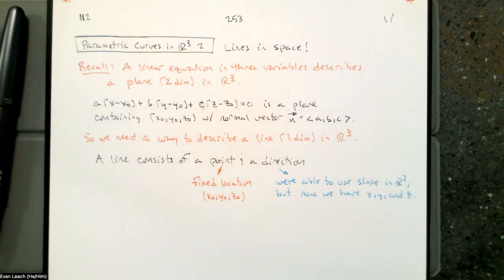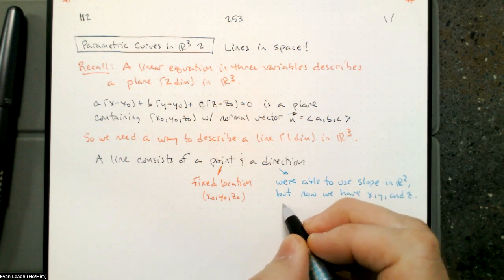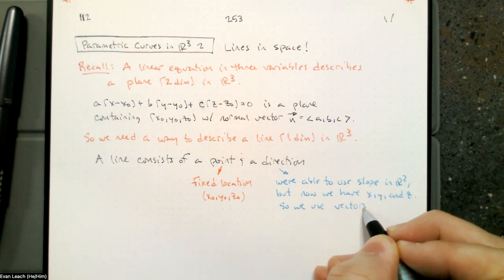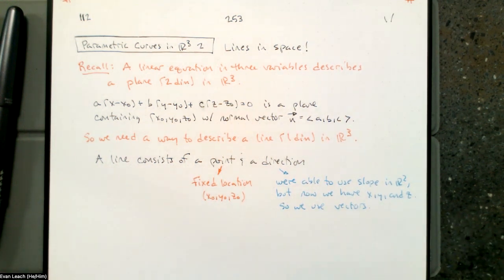So for the direction, we were able to use slope for a long time. In R2, changing y divided by changing x. But now we have x, y, and z, so we need something else. And that's why we have vectors. Our strategy for forming the equation of a line is going to be the same. Start here, go that direction.